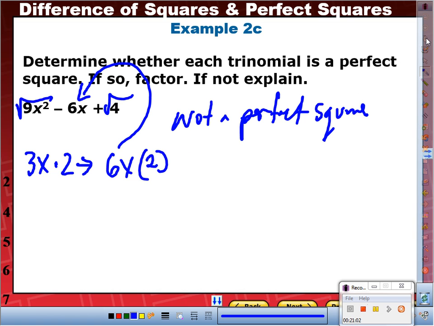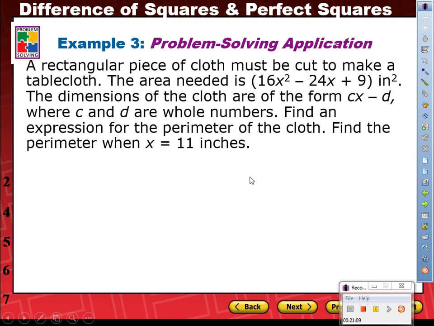Copy this next one down, please. Example 3. I'm going to read it, but I just want you to copy the trinomial first. It says, a rectangular piece of cloth must be cut to make a tablecloth. The area needed is 16x squared minus 24x plus 9 inches squared. The dimensions of the cloth have to be in the form of a binomial squared, where c and d are whole numbers. Find the expression for the perimeter of the cloth, and find the perimeter when x is 11.